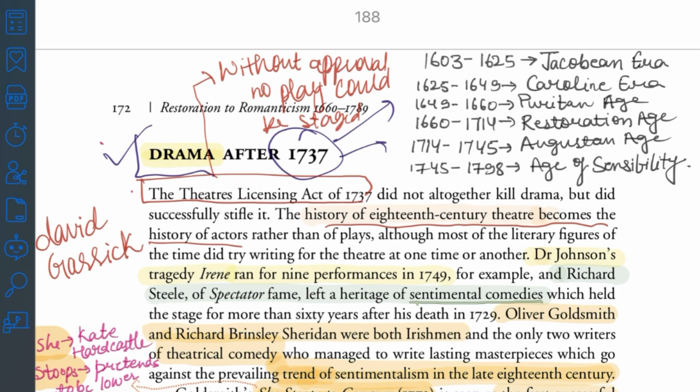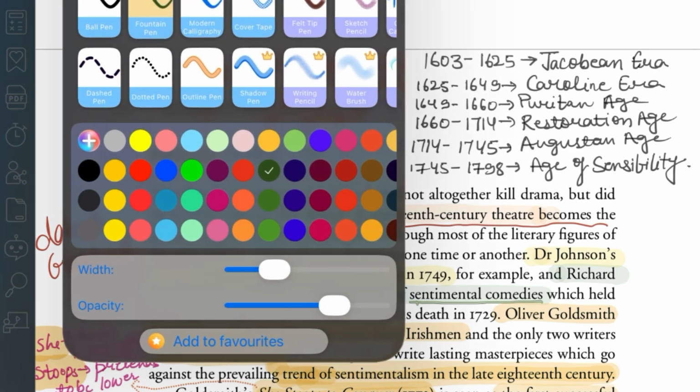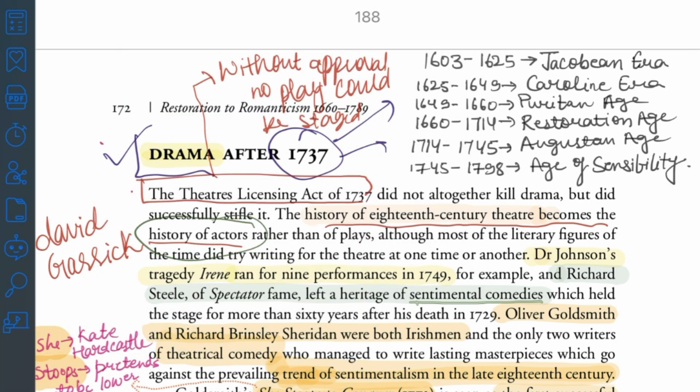Many times students ask me how to read this book. Every point becomes a key point, like history of actors rather than plays. So you have to sort out and write the names of who the actors are and what they are writing, and everything you have to sort out in this.